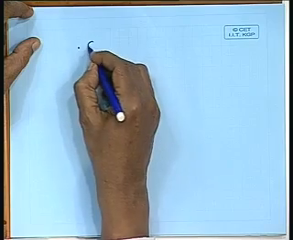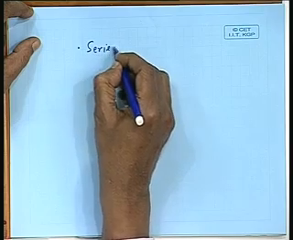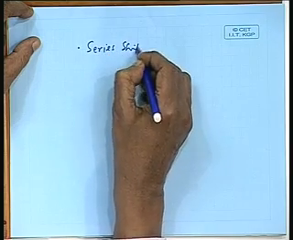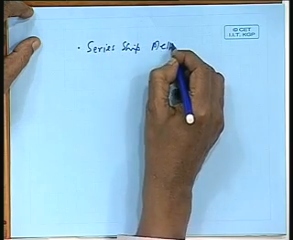Over the last, I would say, nearly 70-80 years, a number of series of ships have been designed and tested. So, one of the methods of estimating resistance is the so called series ship method. Let me explain what it is.